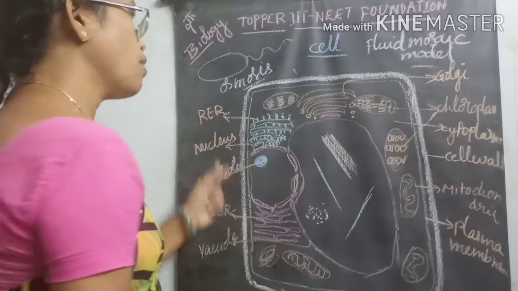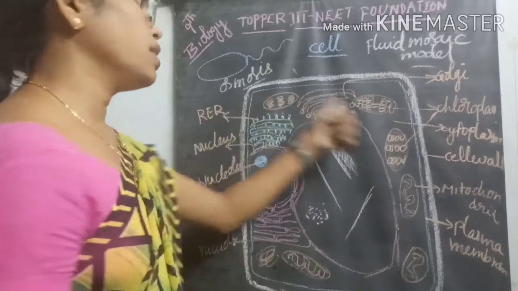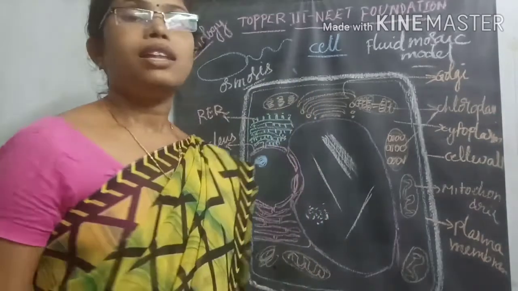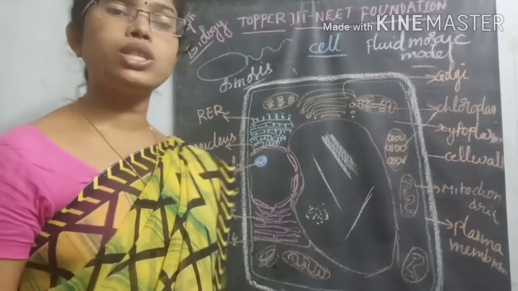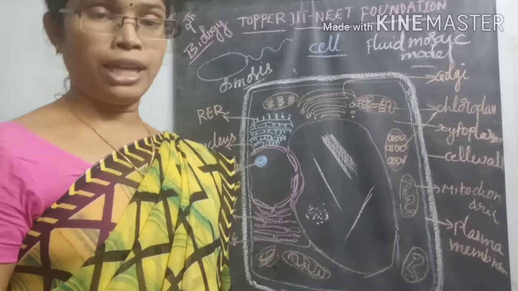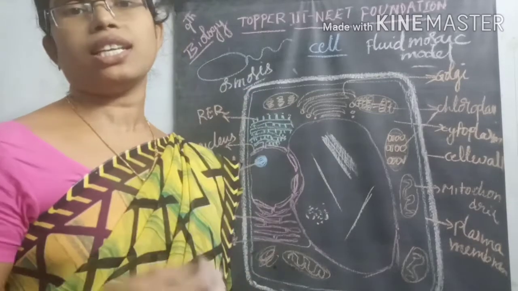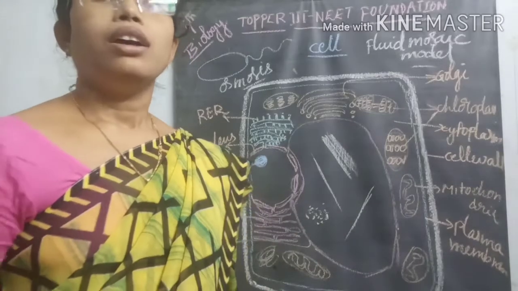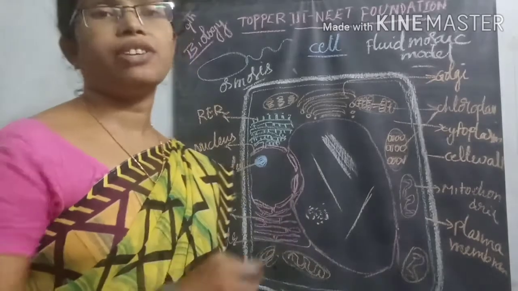So this is about the cell wall surrounding the plant. In the plant cell, the cell wall is mainly made of cellulose, hemicellulose and pectin substances. Pectin is a jelly-like substance present in the middle lamella, and it acts like a connecting substance.